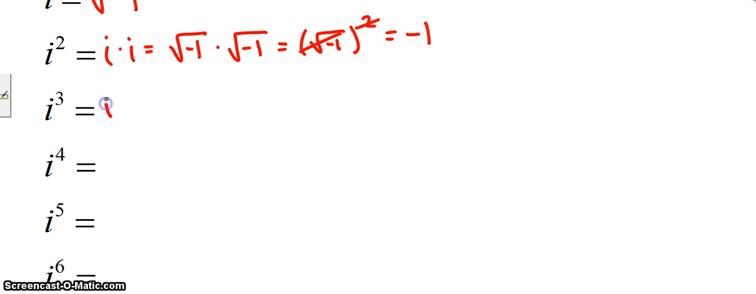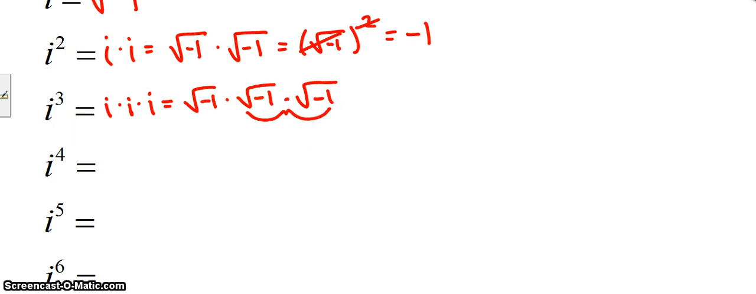i to the third is really i times i times i. So similarly to i squared, we can go ahead and substitute in the square root of -1 for each i we see. So i cubed is really the square root of -1 times the square root of -1 times the square root of -1, in which we see an i squared within this problem. So the square root of -1 times the square root of -1 is just i squared, which we already defined to be -1. So really this is -1 times the square root of -1. Now you can't simplify this square root of -1 any further.